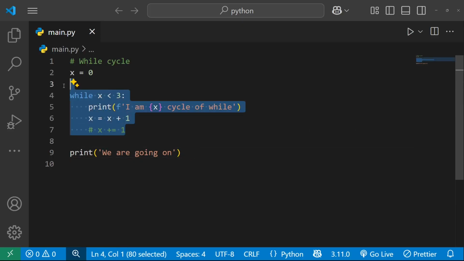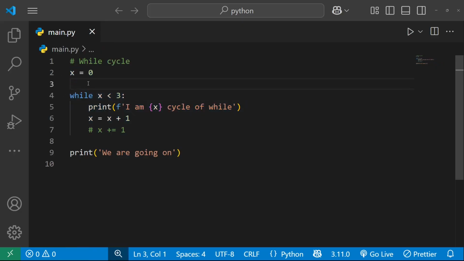So now this is the main structure of the while cycle, and you will see how to use it in real code in the next videos.